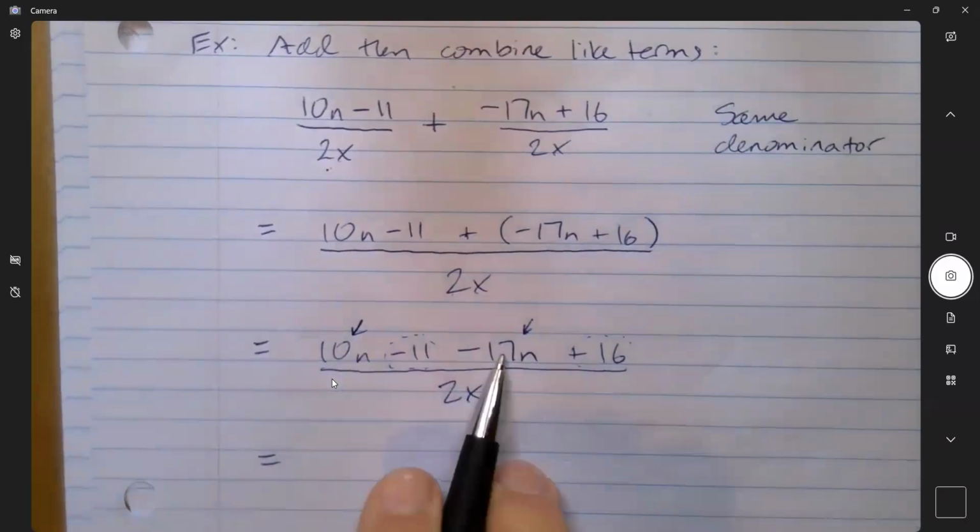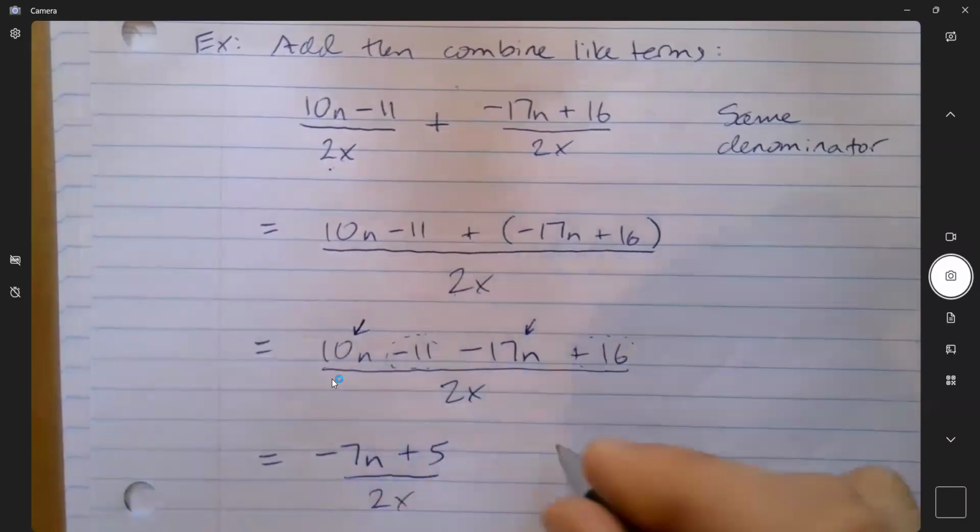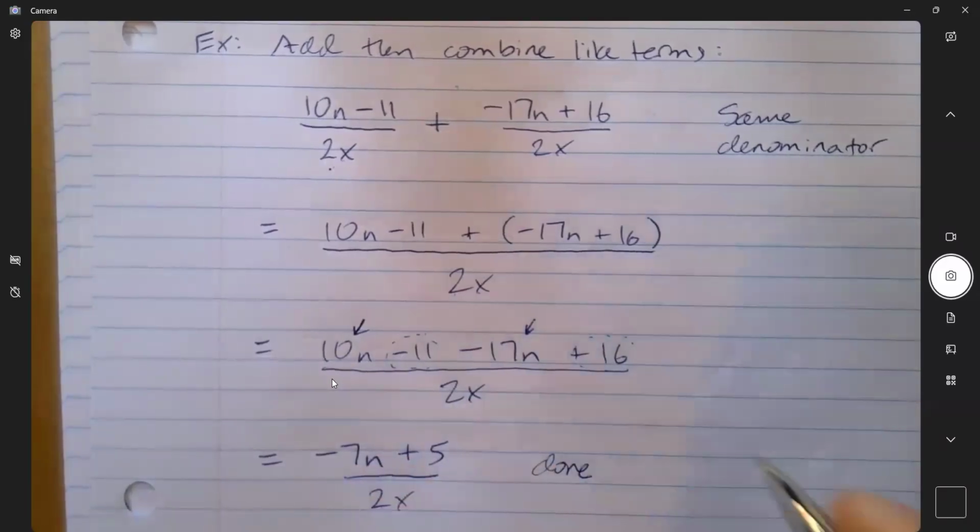So 10n minus 17n is negative 7n. And negative 11 plus 16 is plus 5. Divide it all by 2x, and I'm done. There's a 2 in the bottom, but there are no shared 2's in the top, and the n and the x are different variables.